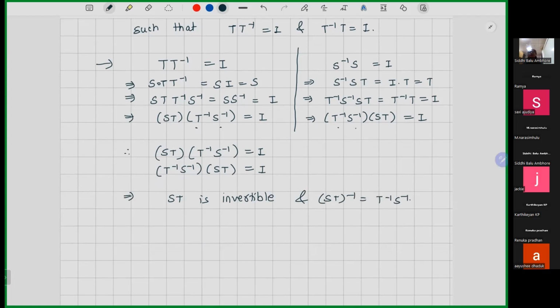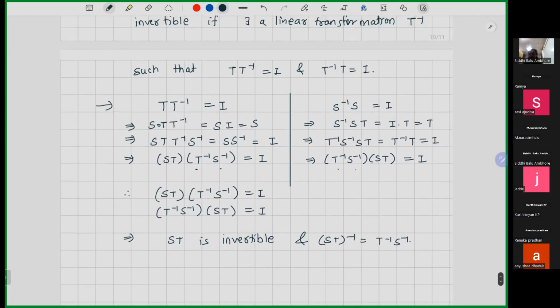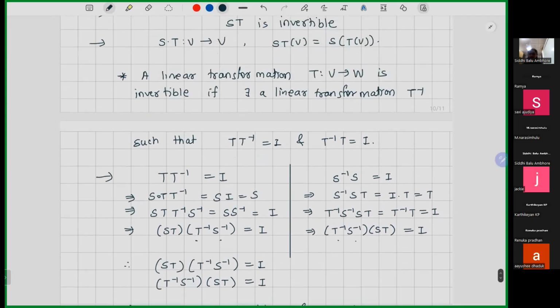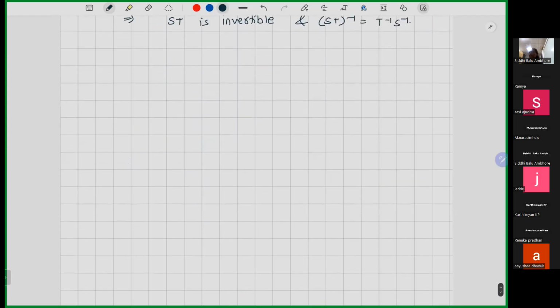Any doubts here? Any doubts, please ask. Okay, I assume no doubts. Or if you have any doubt, please unmute or write it in the chat.